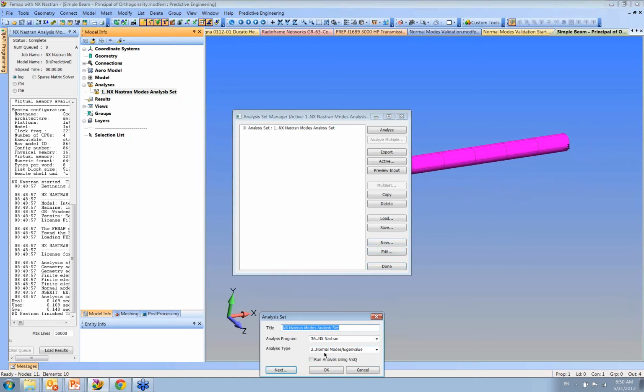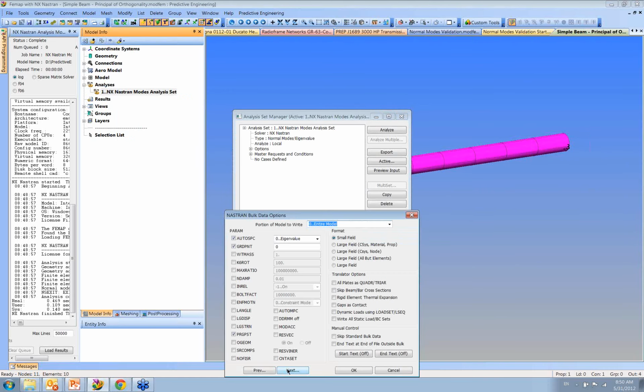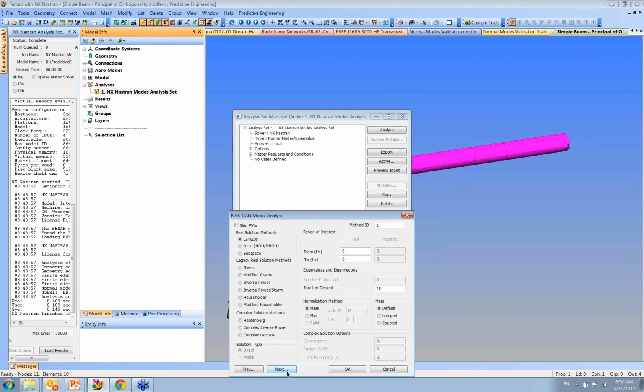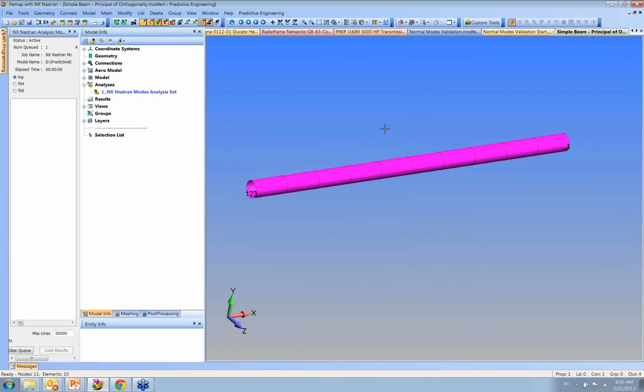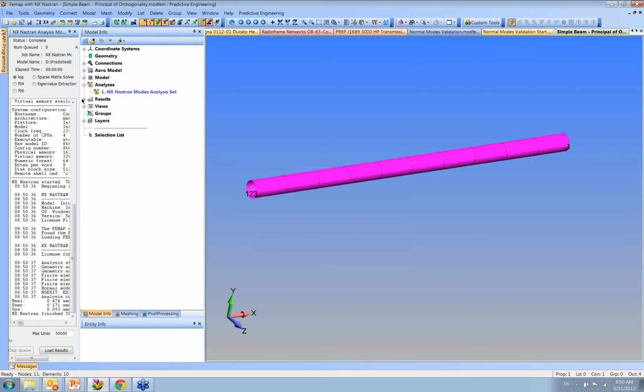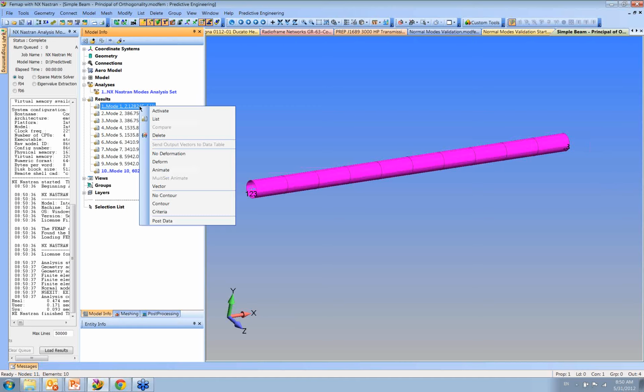And same thing, normal modes analysis. And when you do a normal modes, it'll come up with this screen here. Nastran normal modes analysis. And I'm going to ask for 10. And I'll hit analyze. And you guys will see this at times. And this is a 0 mode. This indicates a rigid body motion.